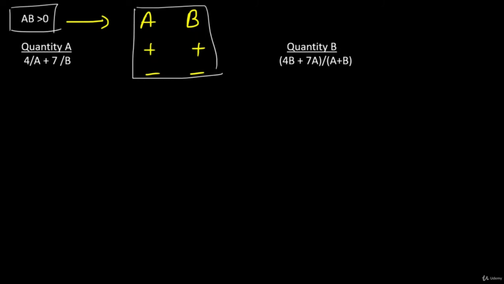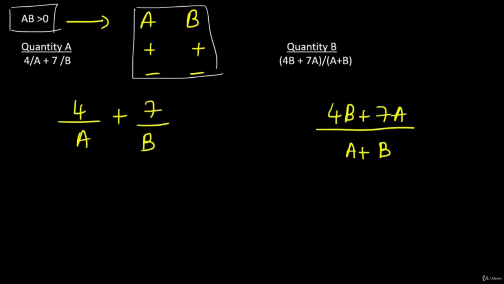Alright, so quantity A is 4 by A plus 7 by B and quantity B is 4B plus 7A by A plus B. Now let's try some values. What if I take A and B as 1? So over here quantity A becomes 4 by 1 plus 7 by 1, which is equal to 11, and quantity B becomes 11 by 1 plus 1, which is 11 by 2.